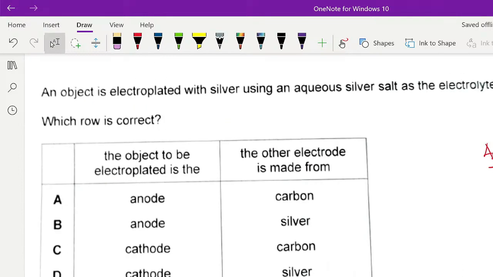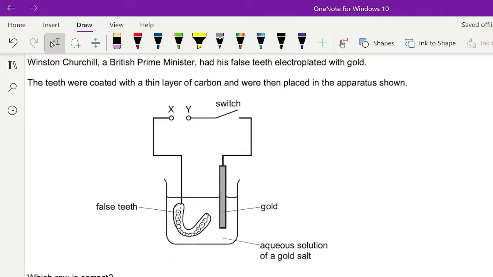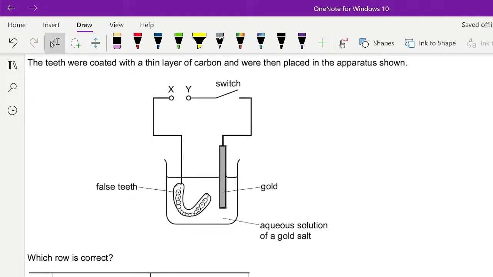The object to be electroplated is the cathode because you want to attract cation. Silver ion is a cation and the other electrode must be silver. Answer is D.